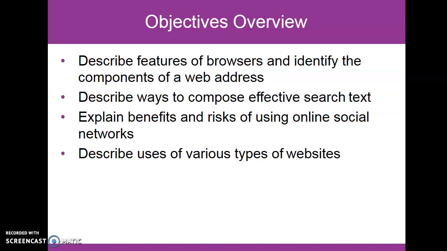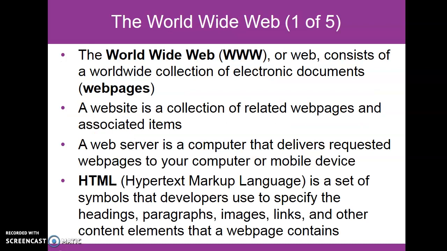Now, let's start with the first slide. The World Wide Web, or WWW, or simply the web, consists of a worldwide collection of electronic documents. Each electronic document on the web is called a web page. Some web pages are static, others are dynamic. Visitors to a static web page all see the same content each time they view the web page. With a dynamic web page, the content of the web page is regenerated each time a user displays it. Dynamic web pages may contain customized content.